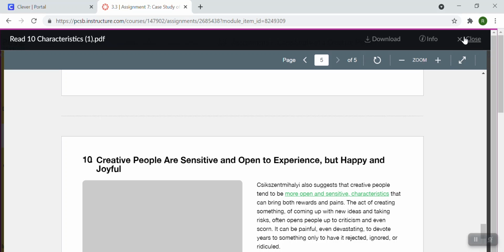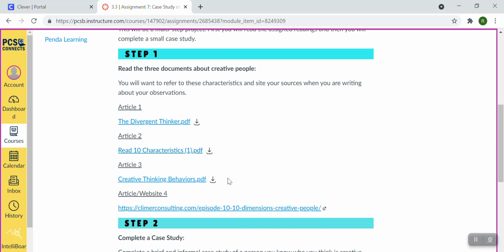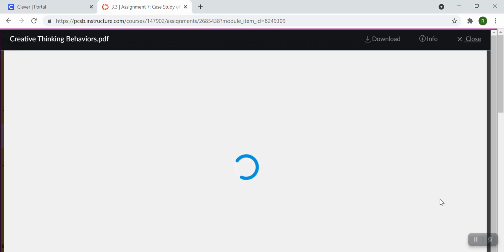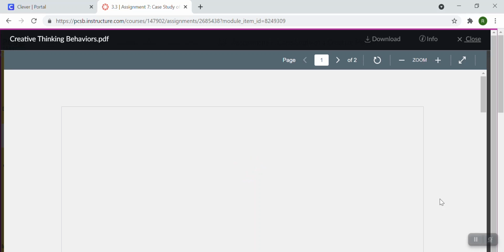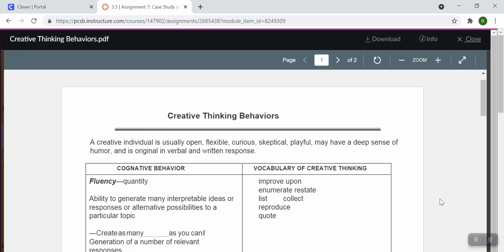So, great article. It gives you a different perspective on how someone can be creative in the real world. And then this one right here, creative thinking behaviors. I really hope you enjoy the articles from this module because they were very hand selected to really help you think. And this one here is pretty generic.